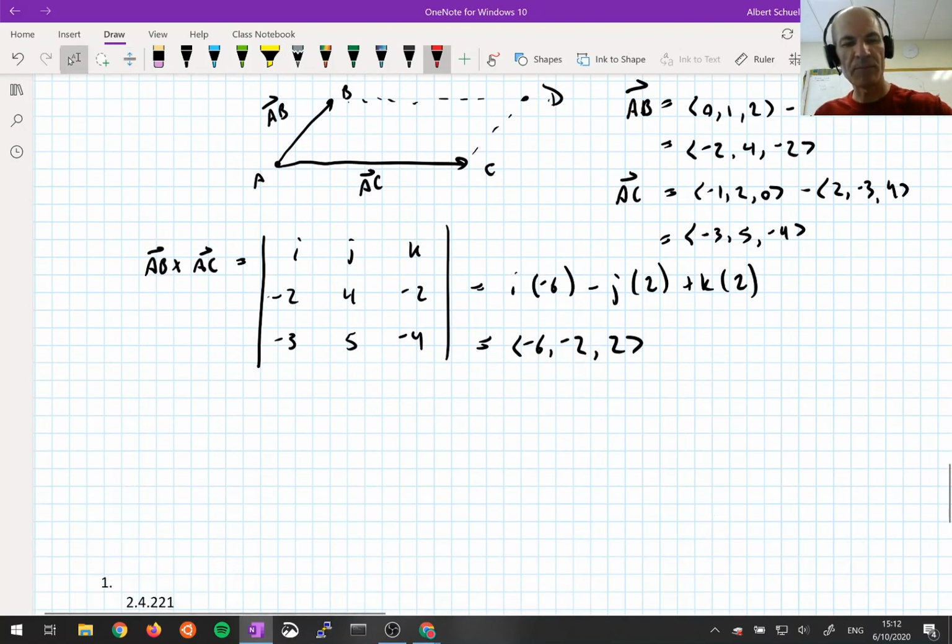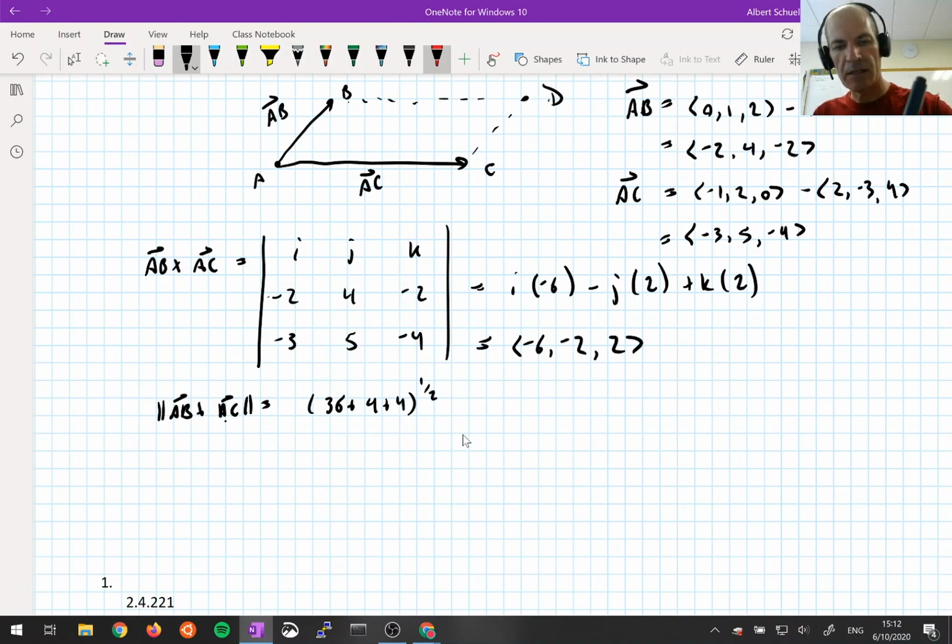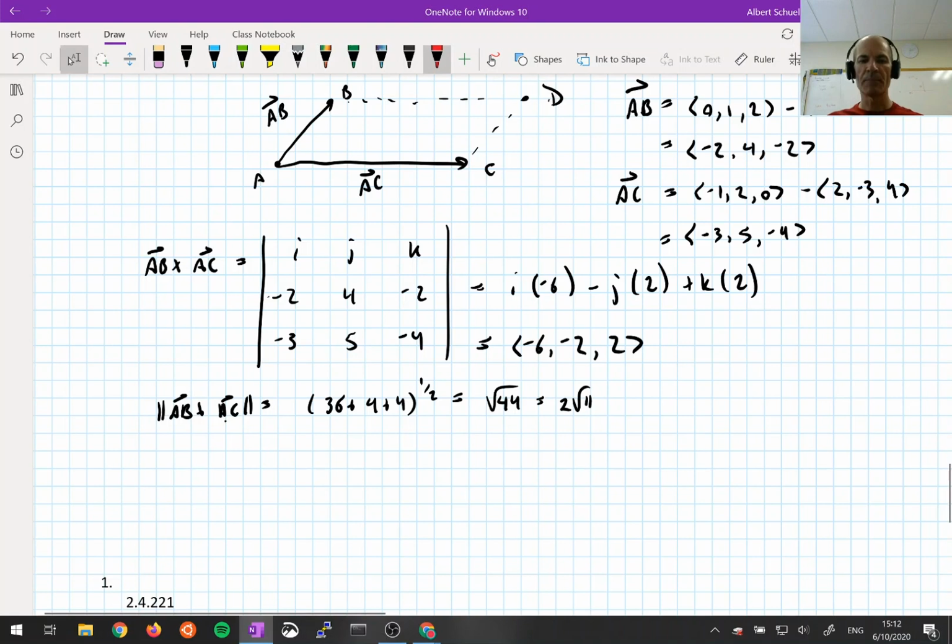All right, let's compute the magnitude of this thing, because that's going to give us the area of the parallelogram. The magnitude of AB cross AC is the square root of 36 plus 4 plus 4. That is the square root of 44, which simplifies to 2 root 11 if you are so inclined. Okay, that's the answer to the first part.